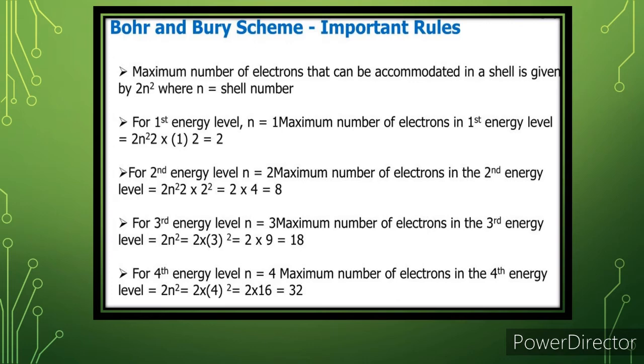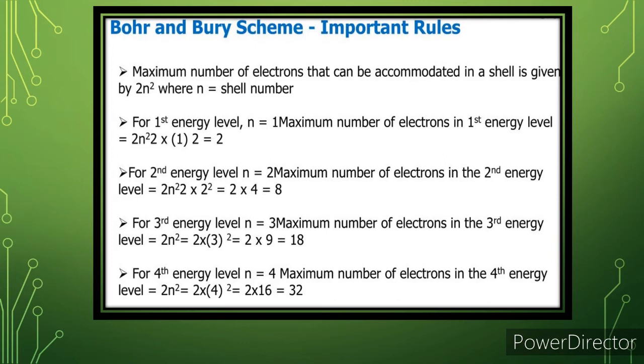And the first shell is called K, represented by capital K. The second shell is represented by capital L. The third shell is represented by capital M. And the fourth shell is represented by capital N. So you can see this in your book also. You can just understand that.